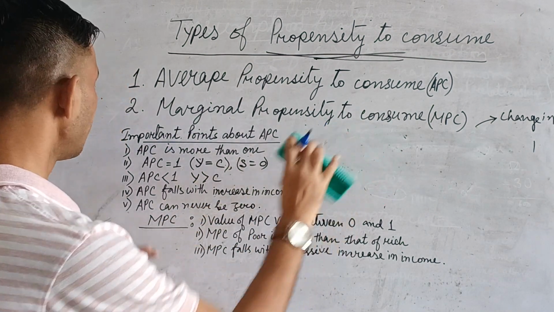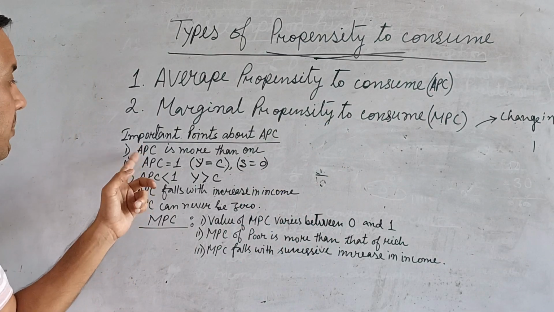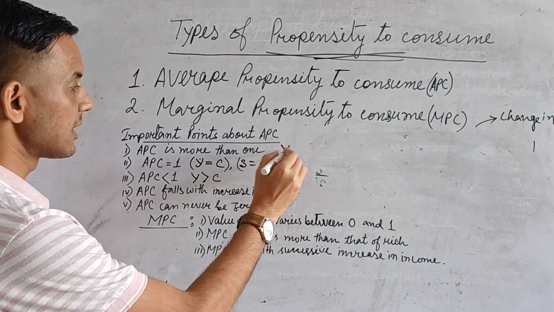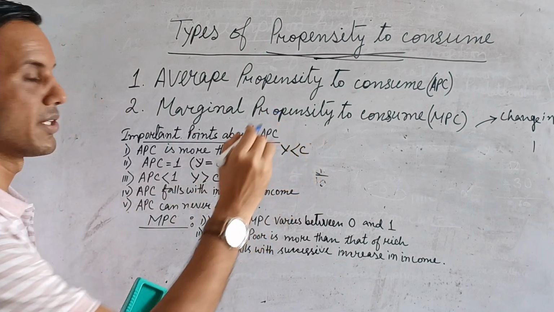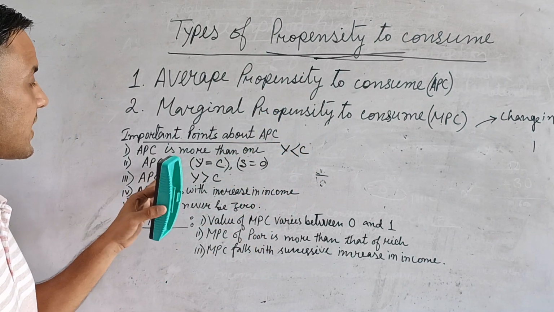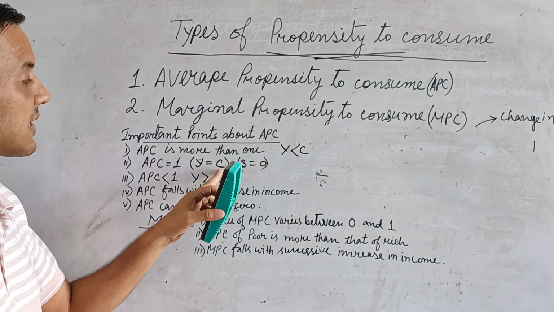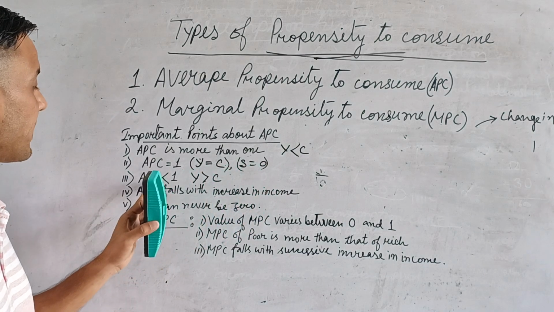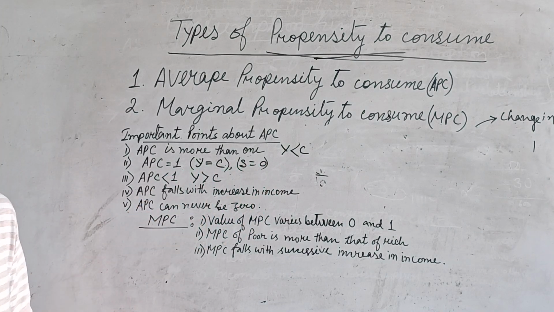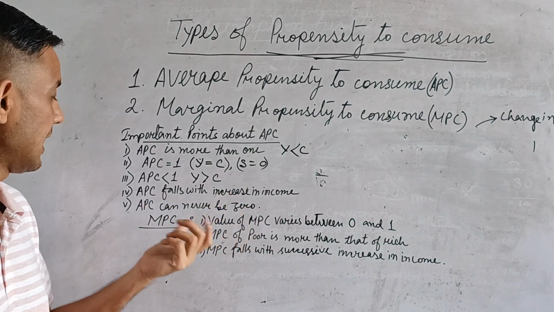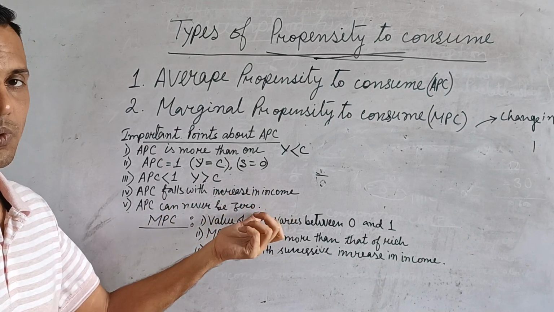Please remember these 5 important points. APC is more than 1 when income is less than consumption. APC is equal to 1 at the break-even point, where Y is equal to C, or S is equal to 0. APC is less than 1 when Y is greater than C. APC falls with an increase in income, obviously. APC can never be 0.